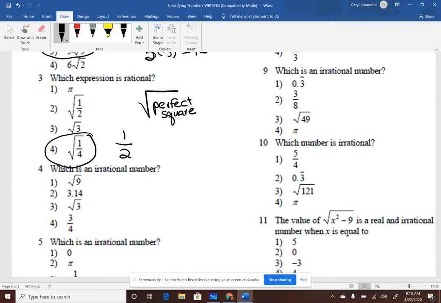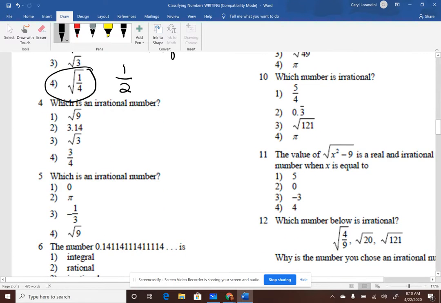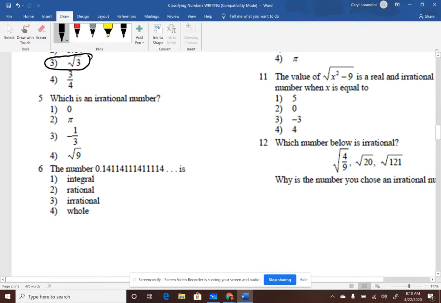Okay. Which is an irrational number? Well, we already said that the square root of 9 is 3, and 3 is a counting number, so that's rational. 3.14, that's a terminating decimal, so that's rational. It's going to be the square root of 3. If you type that in the calculator, it will stop, but only because the calculator display ran out of room, not because the actual decimal terminated. And we know 3/4 is a ratio, which is rational. Pi is the most famous irrational one.